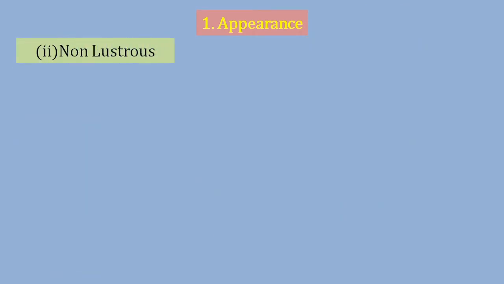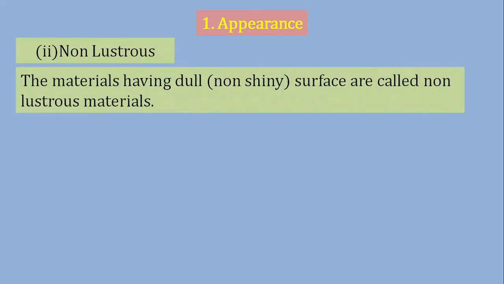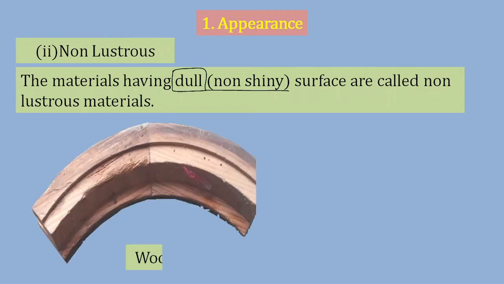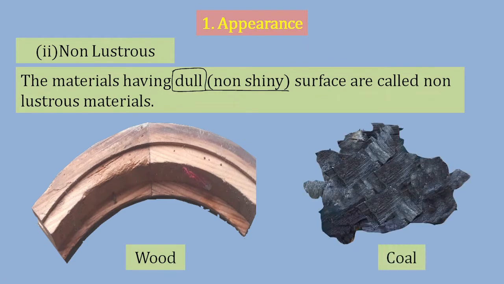Second are non-lustrous, those materials that have a non-shiny outer surface, or we can say they have a dull surface. Examples are wood and coal. Look at this picture. Do these look shiny? No. So these are dull. If these are dull, then we can say that these are non-lustrous materials. In this way, you can find whether a material is lustrous or non-lustrous.